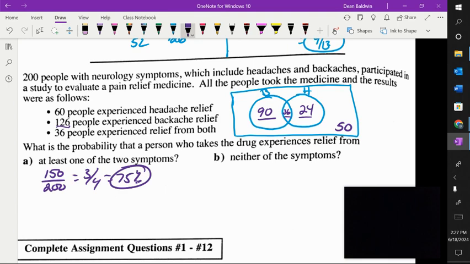Okay. How many people got relief from none of the symptoms, or the probability? 50 out of 200, which is a quarter, which is 25%. Basically, it's the opposite of this one. You got the complement.